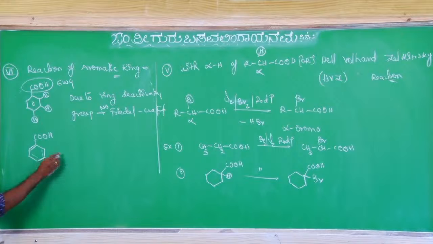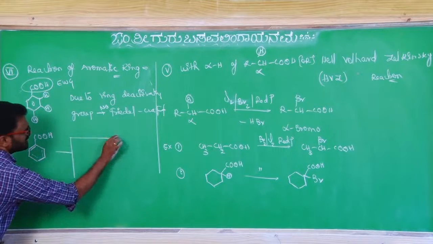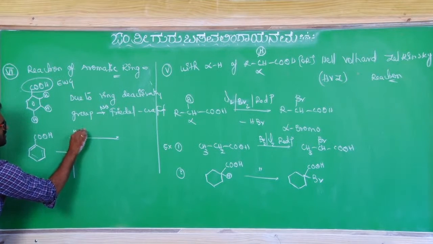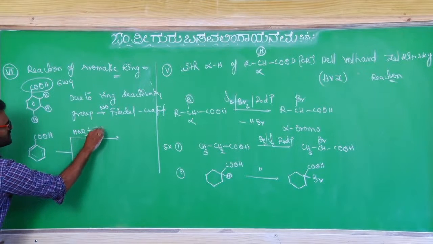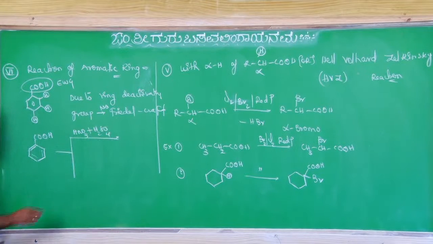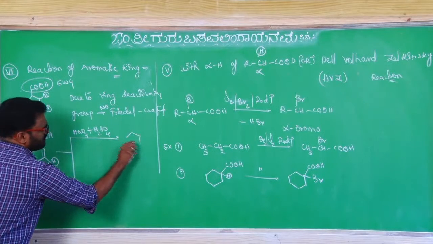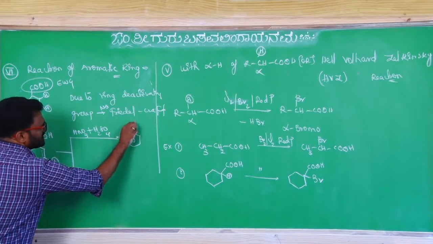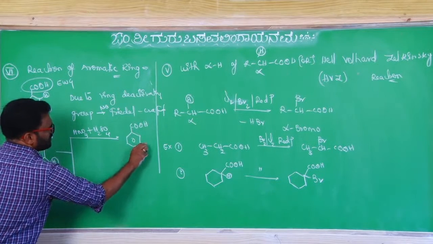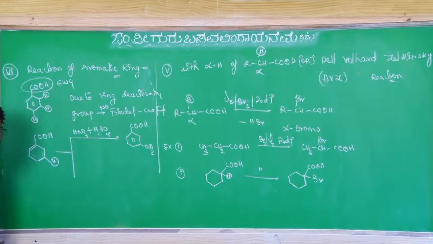Like nitration. Nitration is HNO3 plus H2SO4. Where will you get nitration? At the meta position. Only the meta position will get substitution. You will get meta-nitrobenzoic acid. Meta-nitrobenzoic acid is the product.